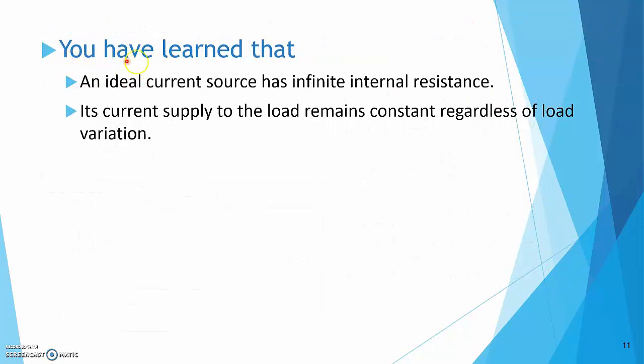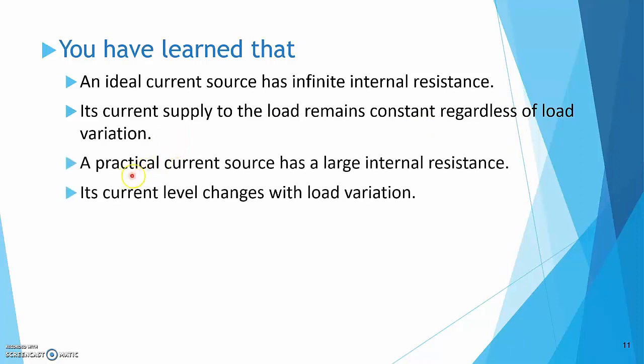In this video, you have learned quite a few points. An ideal current source has infinite internal resistance. An ideal current source is able to provide an output current with a constant amplitude regardless of the load variation. However, a practical current source does not have an infinite internal resistance, but just a high internal resistance normally. Because of this internal resistance, the amplitude of the output current changes with load variation.